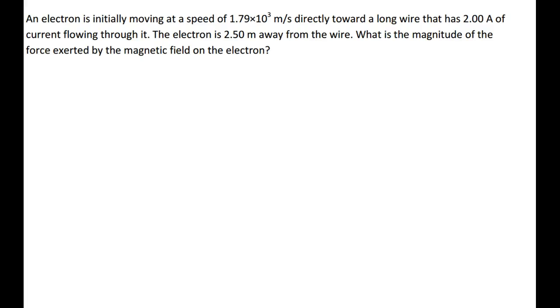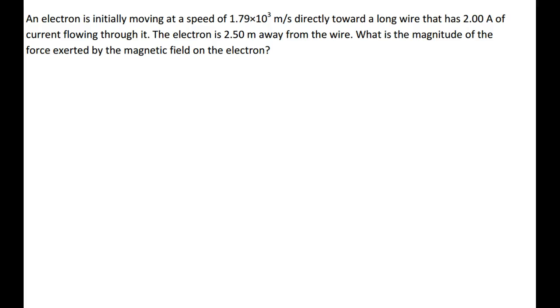An electron is initially moving at a speed of 1.79 times 10 to the third meters per second directly toward a long wire that has 2 amps of current flowing through it. The electron is 2.5 meters away from the wire. What is the magnitude of the force exerted by the magnetic field on the electron?